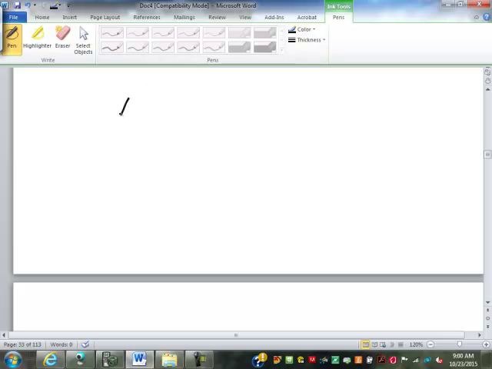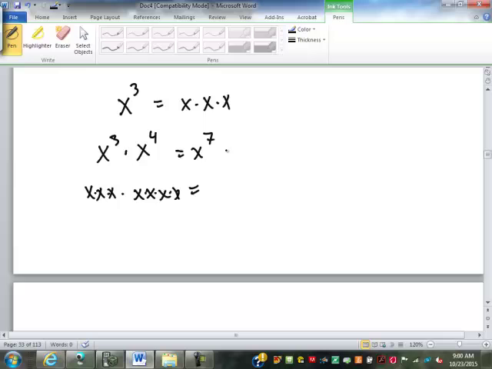Well, you never know. Of course, we know that x to the third means x times x times x, right? How about x to the third times x to the fourth? Well, x to the third is x times x times x. X to the fourth is x times x times x times x. We multiply them together. How many x's do we have multiplied together? 7. X to the 7. So, rather than writing it all out, what could we have done? 3 plus 4 makes 7.